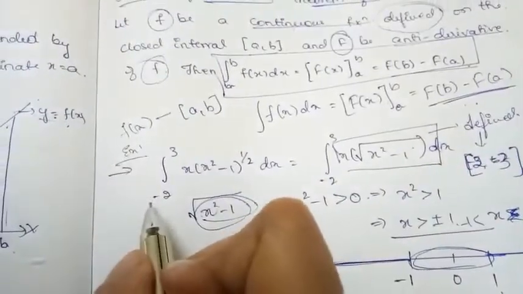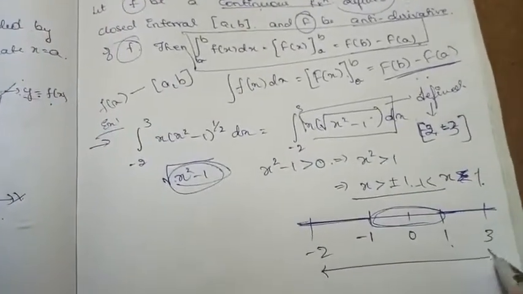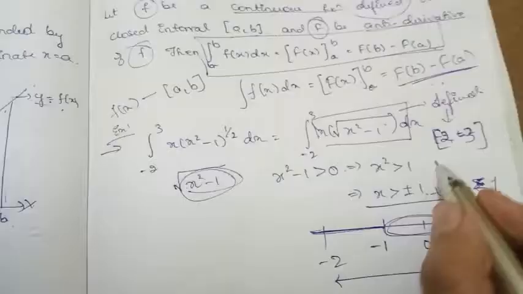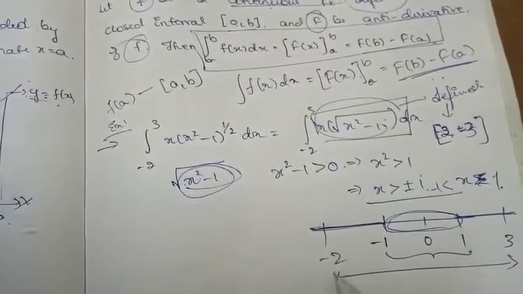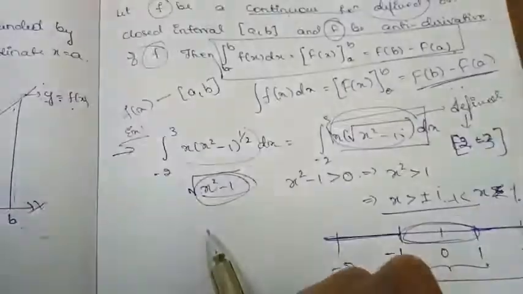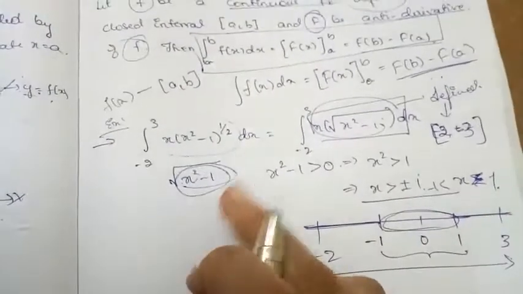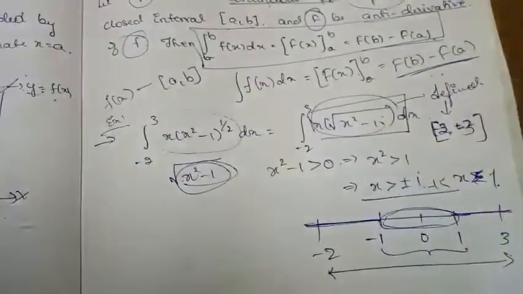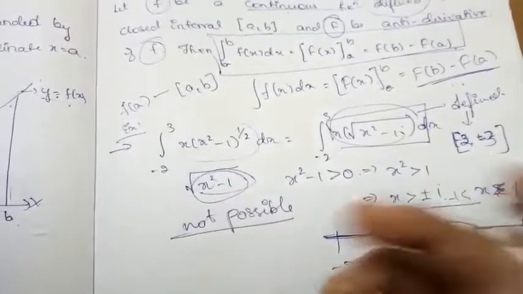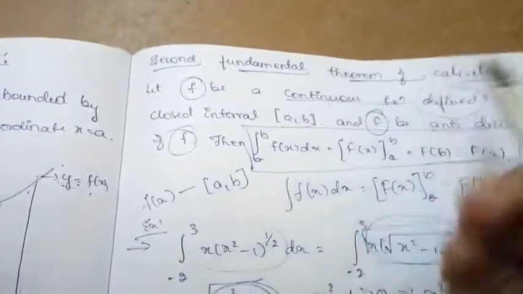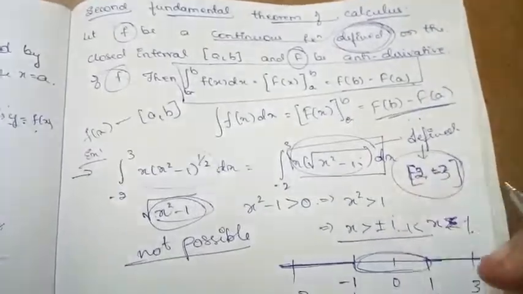But from where to where is the given integral? It is from -2 to 3. So they are talking between -2 and 3. Here clearly the function itself is not defined between -1 and 1. So we can't talk about the integral of the given function from -2 to 3. Finding the integral of this type of function is not possible. So we should keep one possibility in mind, whether the given function is defined upon the given closed interval or not.